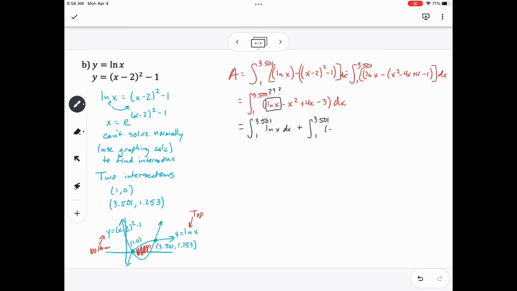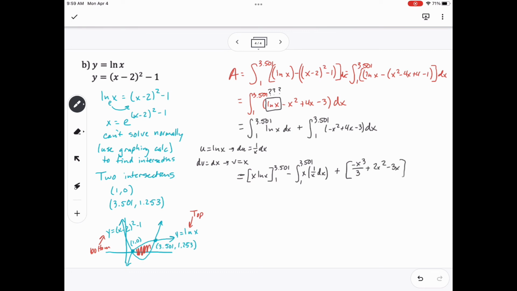So I made it into two integrals, ln of x by itself, and then negative x squared plus 4x minus 3 together. And so then I use integration by parts. I set u equal to ln of x, took the derivative, dv is equal to dx, and then I proceeded to find what that would be. So x times ln of x for that definite integral. Remember that x times 1 over x, those will cancel out, giving me 1. So the antiderivative of that will be x.